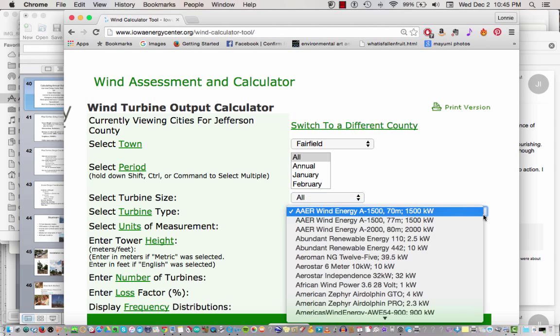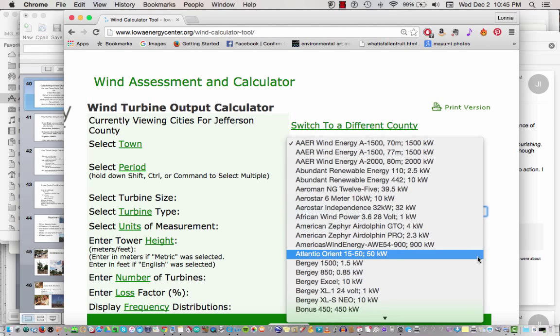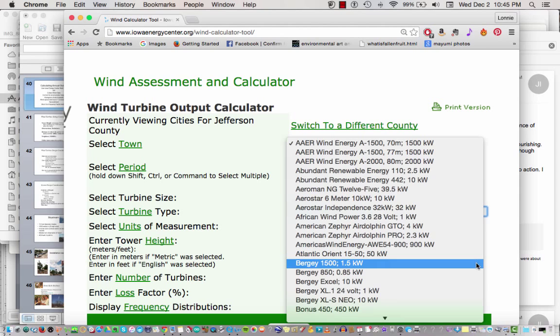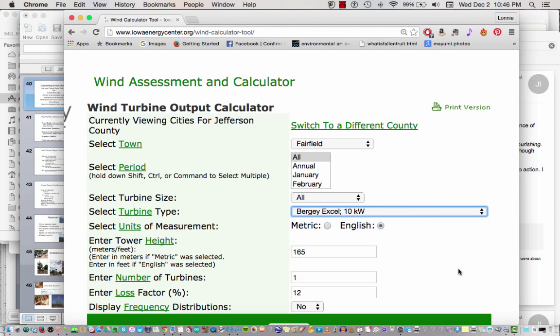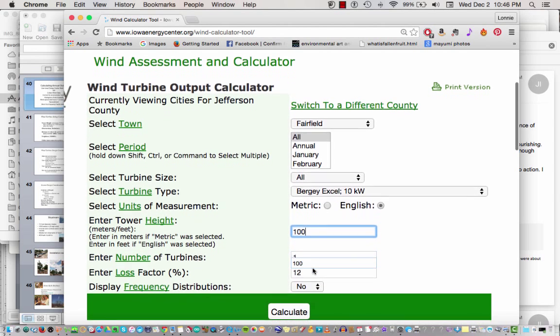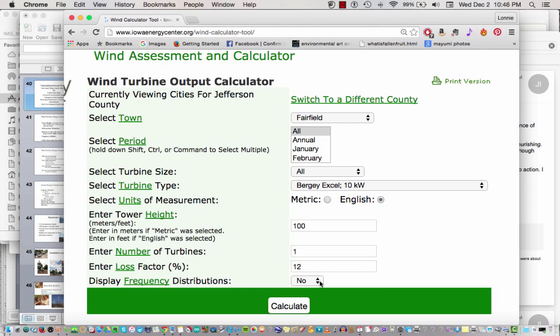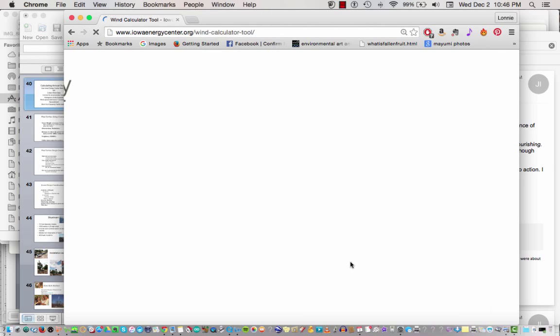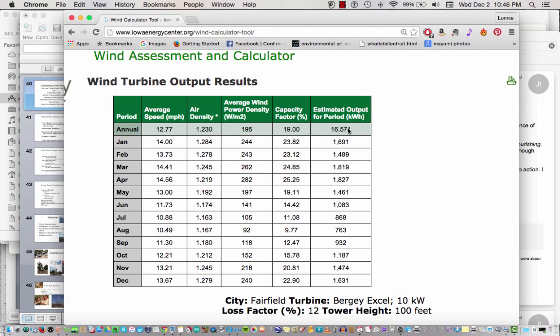And we drop this down. This gives us a whole bunch of different manufacturer wind turbine specifications, characteristics that are built into the calculator. So let's use that Bergey XL, which we have at the Sustainable Living Center. We have to tell it how tall the tower is. It's going to be a 100-foot tower. And one turbine, we'll just leave the loss factor at the default, and then let's hit the calculate button. And it's going to come back and give us the total amount of energy for the year, 16,000 kilowatt hours.